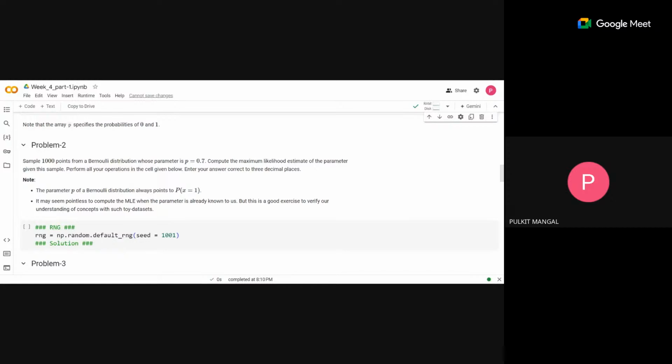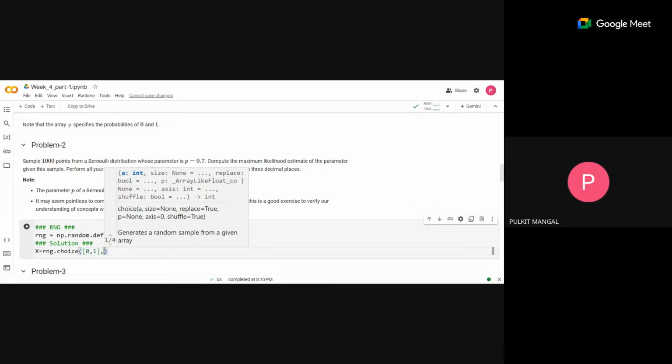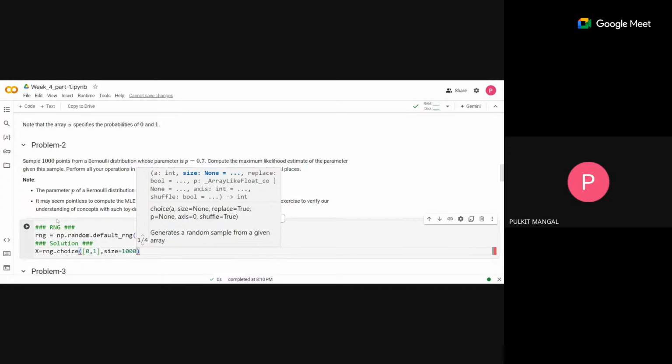A note is given to you that it may seem pointless to compute the MLE when the parameter is already known to us, but it would be a good exercise for understanding the concept with a toy data set. So we first have to create our data set, like rng.choice. What would be the first argument? It will take the array of the values that you want. The Bernoulli distribution takes only two values, 0 or 1, so we want either 0 or 1. Then you have to mention the size. You want 1000 data points, so 1000.